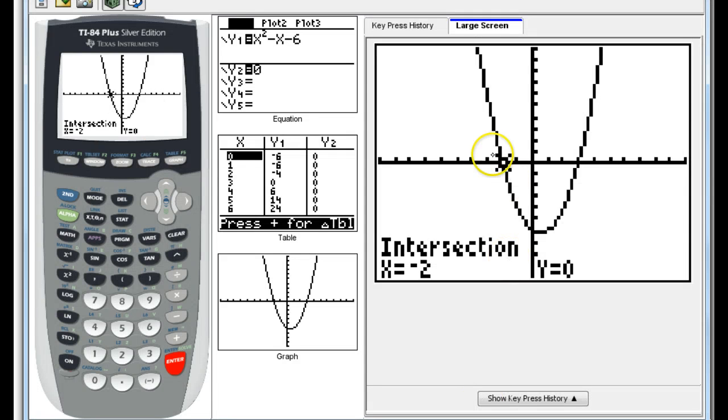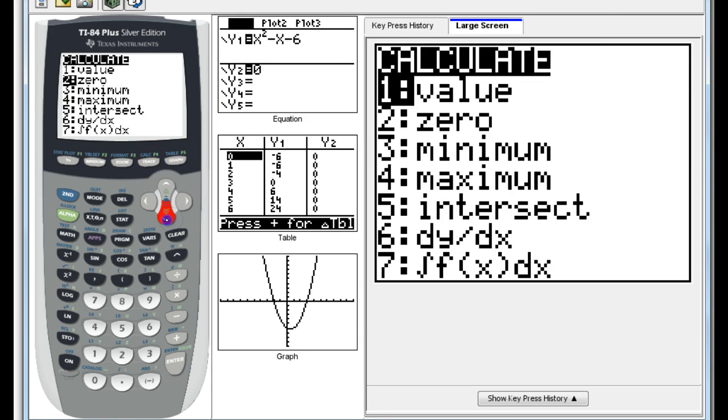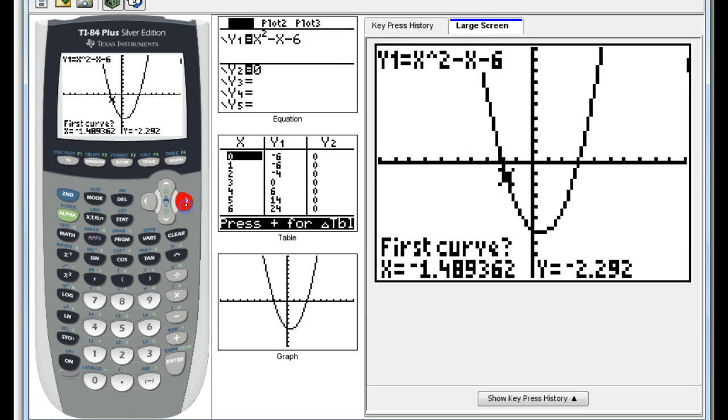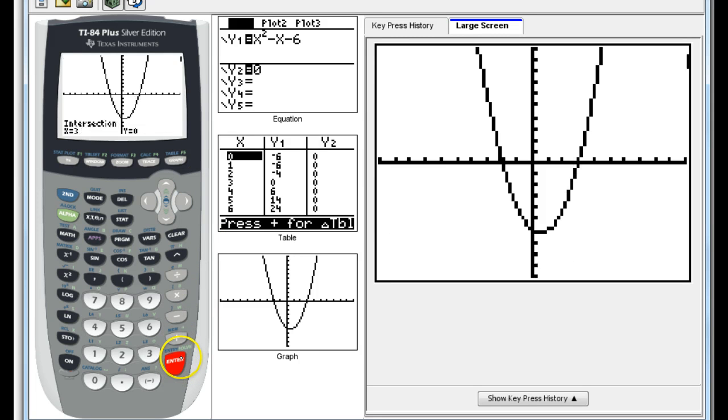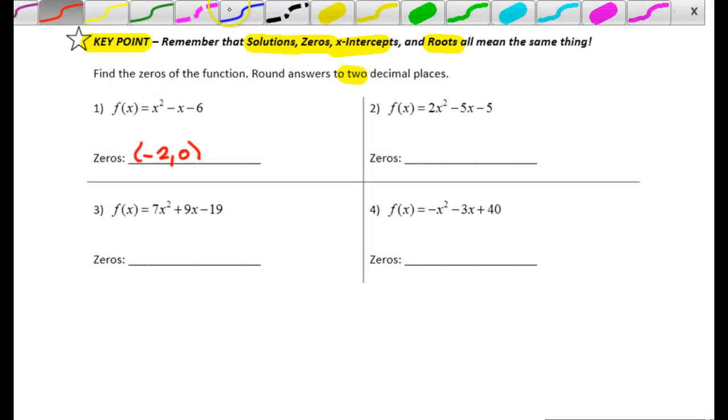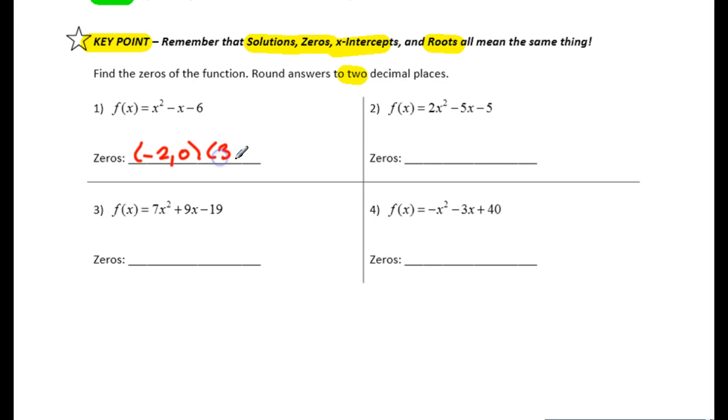Okay, and then let's go get the other one. Remember we talked about how many solutions there are? There's 2 answers because it crosses 2 places, so I need to get both. So start all over, second calc, hit intersect. Alright, let's move it over to the right side here. Keep clicking, it's pretty close. Enter, enter, enter. And now the other point, this is exactly on 3, 0. Okay. Alright, and it's just that easy.